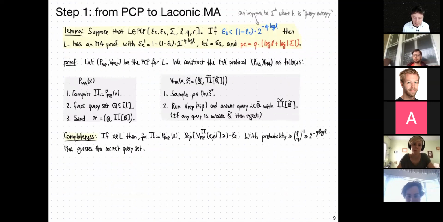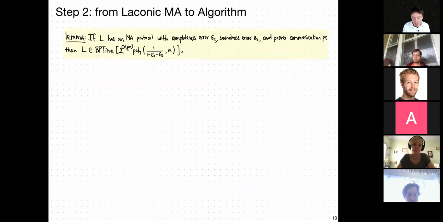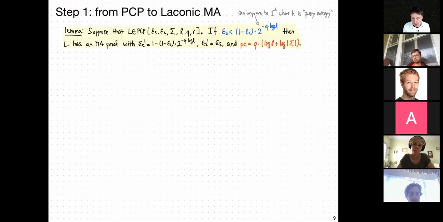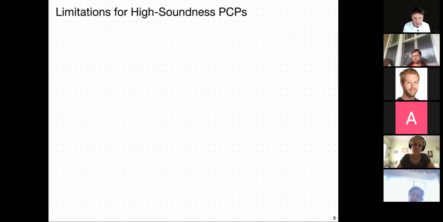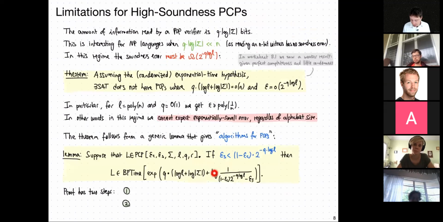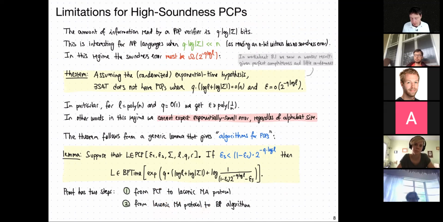In step 2, another dependence that we have is polynomial in 1 over the gap of completeness and soundness. But what is the gap of completeness and soundness? Well, it depends on step 1. It is this thing minus that, right? And indeed, if we go back to the lemma that we wanted to prove, that's exactly what we see here, with a log in front because it's a polynomial downstairs. It is this one minus that, right? So yeah, we've proved it. That's from PCP to laconic, and from laconic MA to a BPP algorithm. And this is how you construct fast algorithms to decide PCP languages when the soundness is too good.